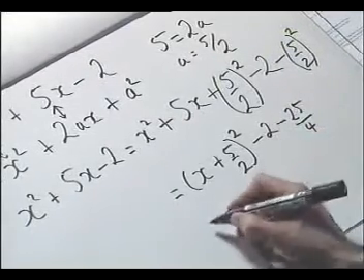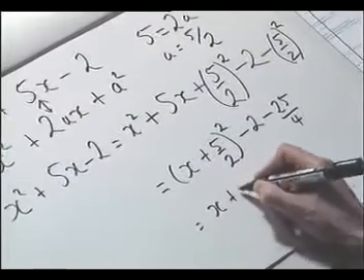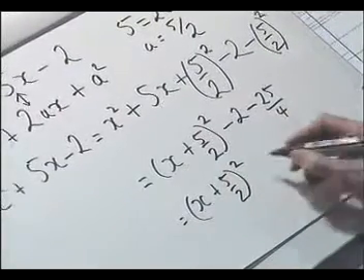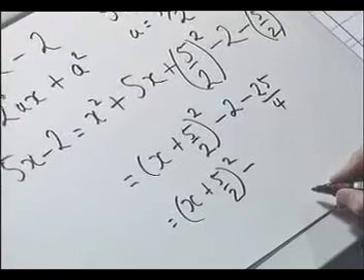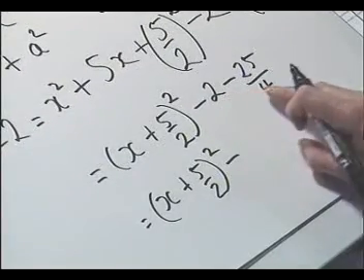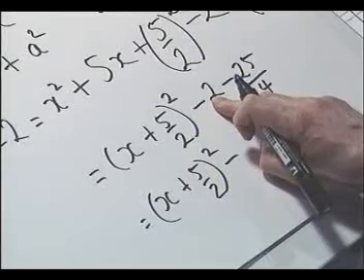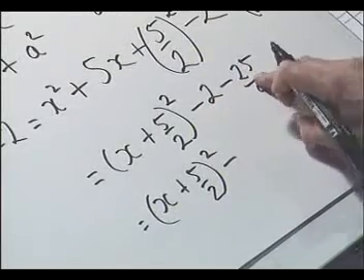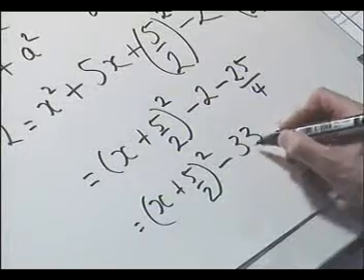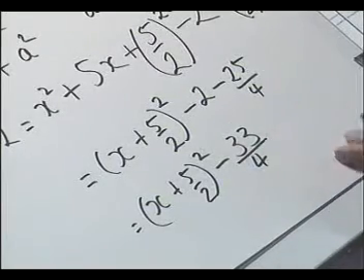We can combine that, so we have x plus 5 over 2 all squared minus, now we're taking away 2, so in terms of quarters, that's 8 quarters we're taking away, and we're taking away 25 quarters as well, so altogether that's 33 quarters that we're taking away.